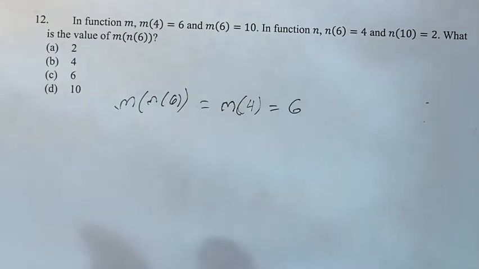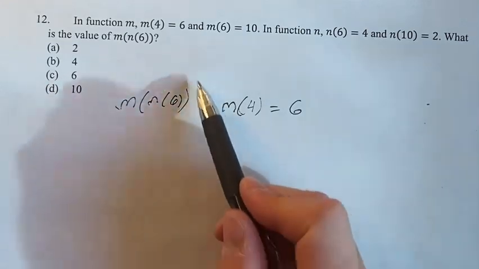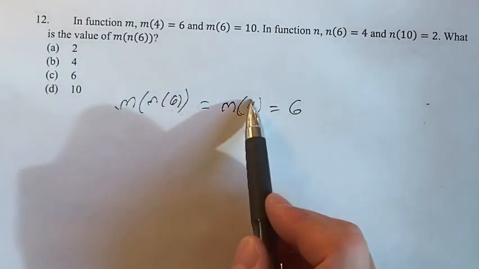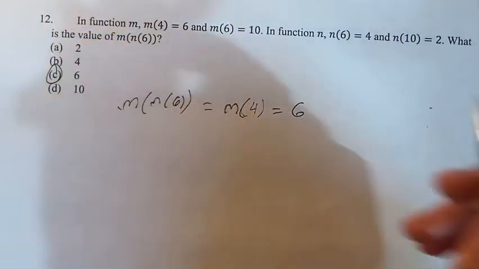We have to recognize that we're taking the value of n of 6 and plugging it into m, right? So it's equal to 4, so therefore we have to find m at 4. And you get 6, so C is going to be your final answer.